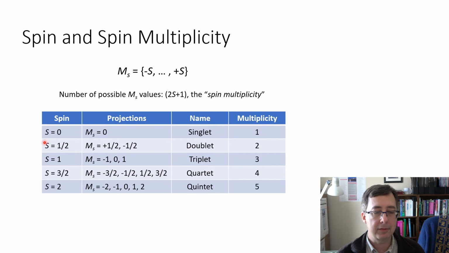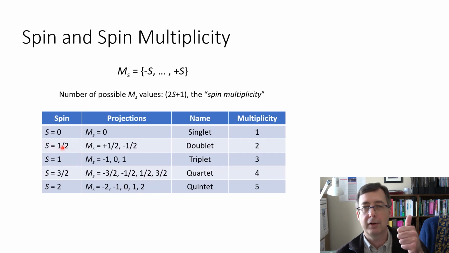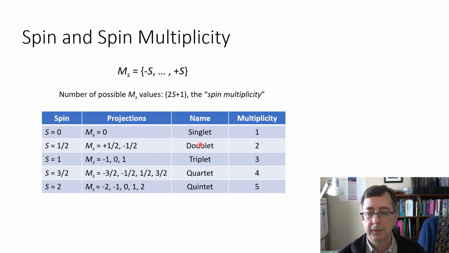But now think about this next one. If s equals 1/2, then that's one electron. It can point up, it can point down. So m sub s is plus 1/2 or minus 1/2. That's a doublet because there's two possibilities. And because there are two possibilities, the multiplicity is 2. And that does fit. 2 times 1/2 is 1, plus 1 is 2.